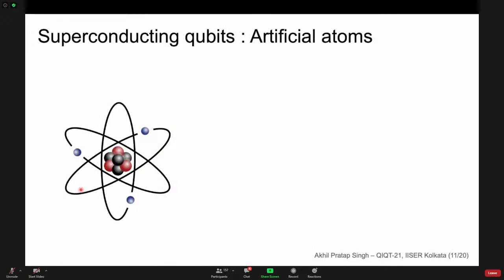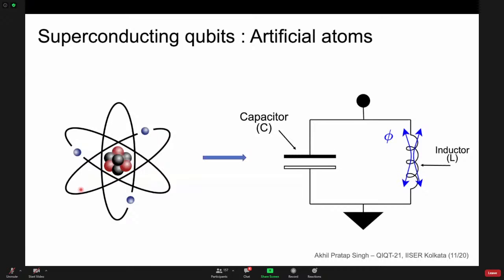So what is a superconducting qubit? It is nothing but an artificial atom. On the left side, you see just an illustration of an atom. And if we want to mimic this atom with artificial technology, that is nothing but an electrical circuit. So what we want to do is mimic this atomic energy level spectrum with something called a superconducting qubit, which is nothing but electrical circuits. And these electrical circuits consist of a capacitor and an inductor. This is a very basic design. It can get very complicated depending on the usage and what we want to achieve.